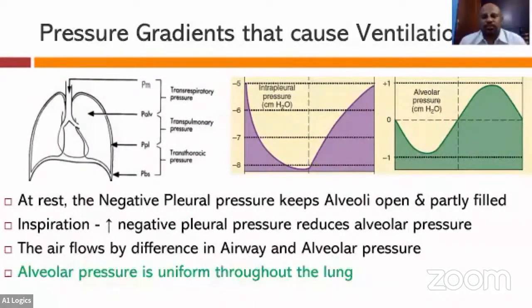During inspiration, as this chest moves away, the negative pleural pressure increases and reduces the alveolar pressure. So you can see in this graph, from -5 centimeter, the intrapleural pressure has become more negative to -8, and it is converted itself to a reduction in the alveolar pressure from 0 to -1. This difference between the mouth, the upper airway pressure, and the alveolar pressure will cause the air to flow inwards. And I also would like to stress on the point that this reduction in alveolar pressure or the changes in alveolar pressure are uniform throughout the lung.